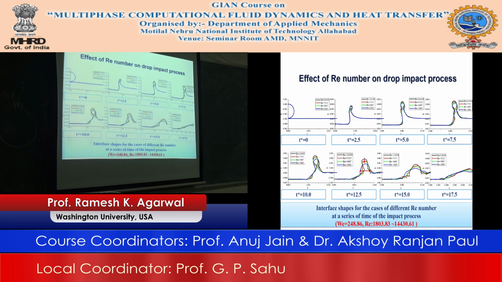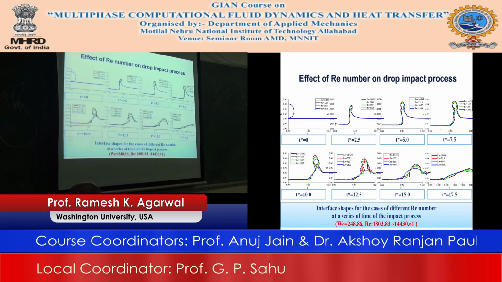Now, one of the conclusions that will come out of this slide, what is the conclusion that you can make right now, or you can wait until the end. If you are given this slide and Reynolds number varies from 1800 to 14,000 by a factor of 10, and this is a Weber number, and you are given that evolution in time, what is the conclusion that we will come up with?